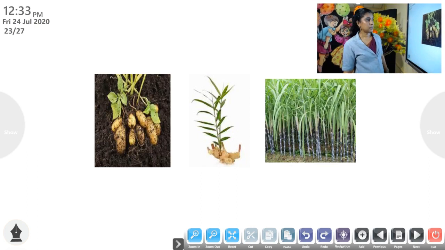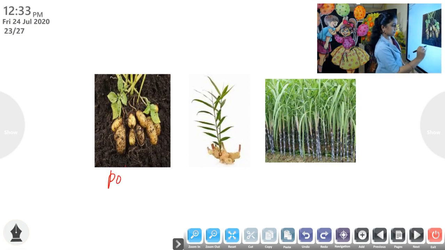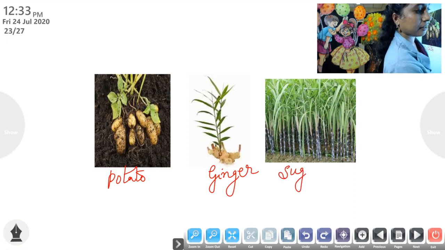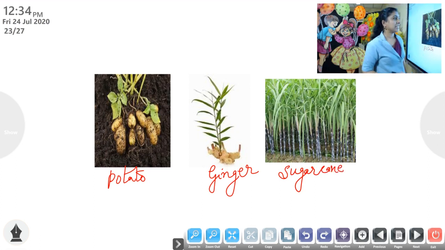See the pictures. Can you identify? What is this? Can you see? Potato. What is this? Ginger. And what is this? Sugar cane. Do you like this sugar cane? Okay. These are some stems that store extra food.